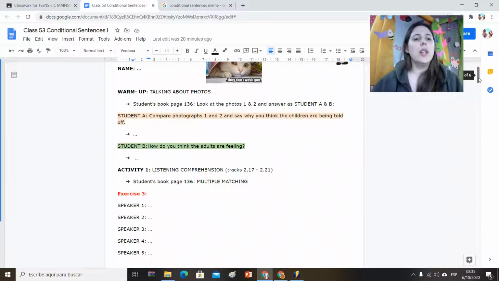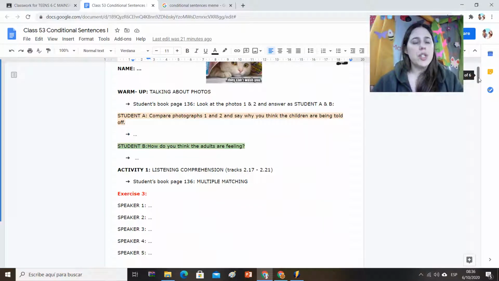In student A, you're going to compare the photographs 1 and 2 and say why you think the children are being told off. You're going to type your answer here. Remember to use the speaking guide in which you're going to find the expressions to use. Both pictures show, on the one hand, on the other hand. In the student B part, you're going to answer the question, how do you think the adults are feeling?